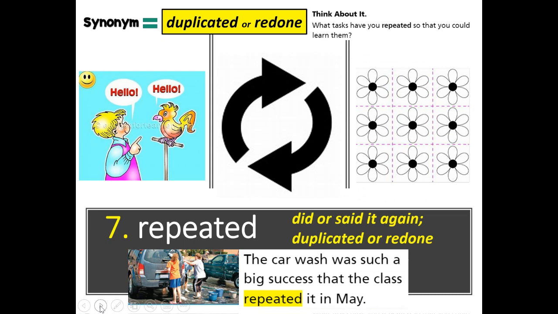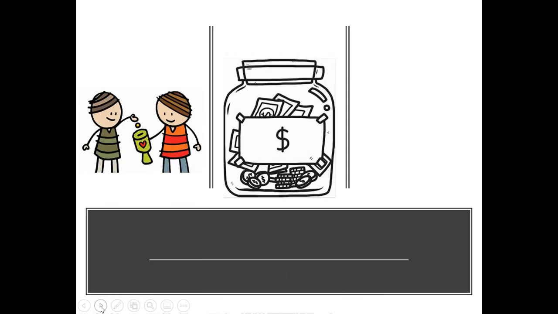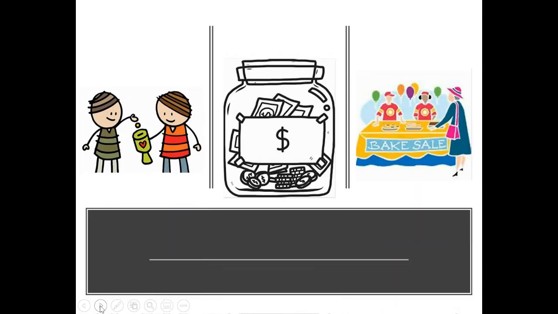Talk about it. What tasks have you repeated so that you could learn them? So, when you learned how to ride a bike or how to swim, what did you have to do to learn? What tasks did you have to repeat or duplicate or redo? Next group of pictures, what do you notice or see?